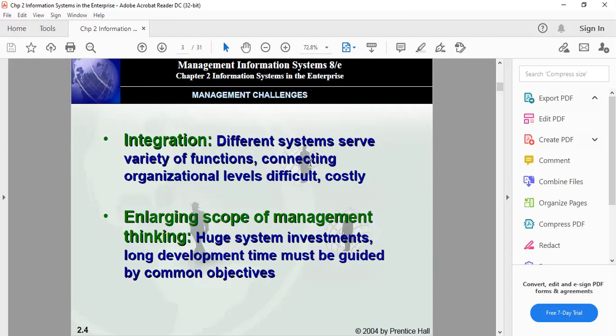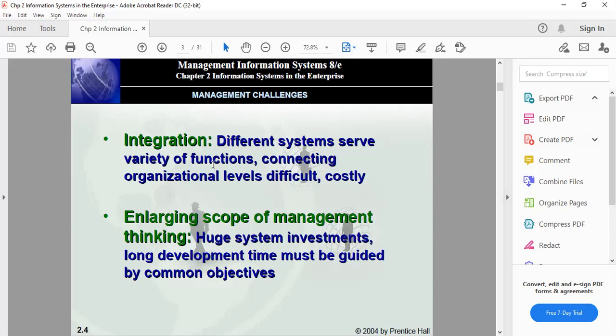So we should know these terms: integration and enlarging scope of management thinking. The former is that we are going to deal with systems as they serve a variety of functions, meaning to say these systems actually are embedded or integrated or incorporated in doing the business functions. Then connecting organizational levels, that's true, but it is difficult, and integration could be costly. Although costly in the short term, in the long run, the benefits would be greater than the costs. Cost benefit approach in business.